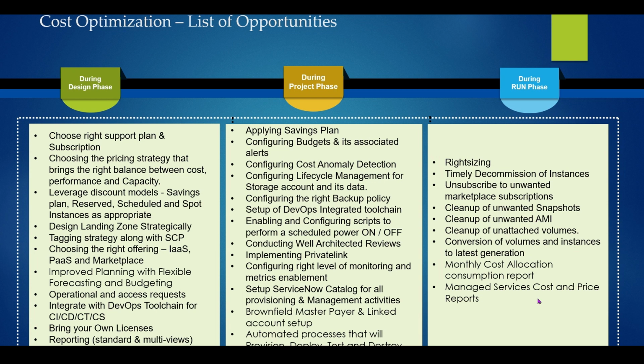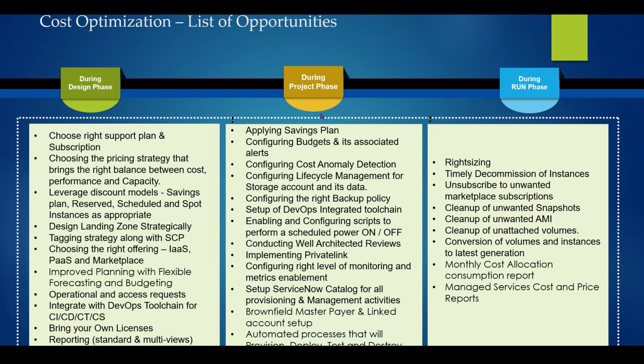But even during the project phase itself, when you are implementing things, you can implement with the right strategy. You can bring in tagging practices. You can configure scripts to automatically power off servers that are no longer needed after business hours. Non-production systems can undergo scheduled power off, and you can configure lifecycle management for your storage. You can configure cost anomaly detection, which I will explain a little later. There are a lot of options through which you can implement cost optimization during the project phase itself, and even during the design phase itself.